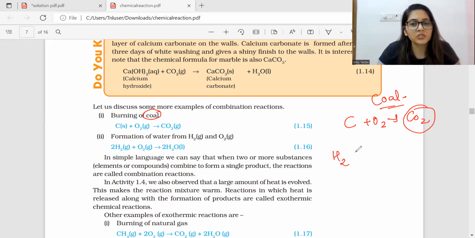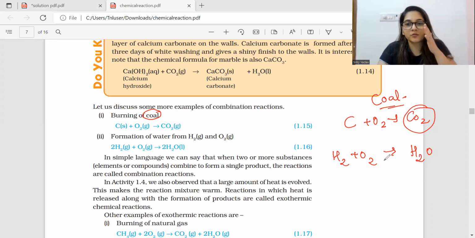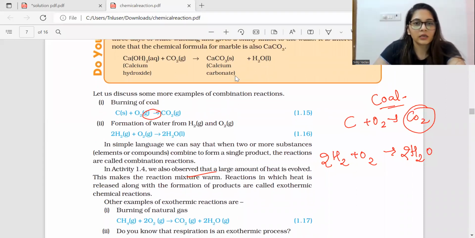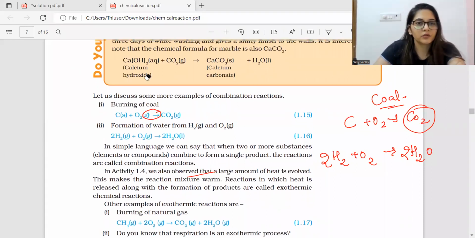Now you have hydrogen gas combined with oxygen gas. So hydrogen plus oxygen is going to give you water, right? But this equation is not balanced. Why? See, oxygen is 1 on the product side, but on the reactant side it is 2. That means I need to balance this reaction. So to balance it, can I write it like this? Now it is balanced, right? This is how you balance the reaction. Okay, now let's move further.